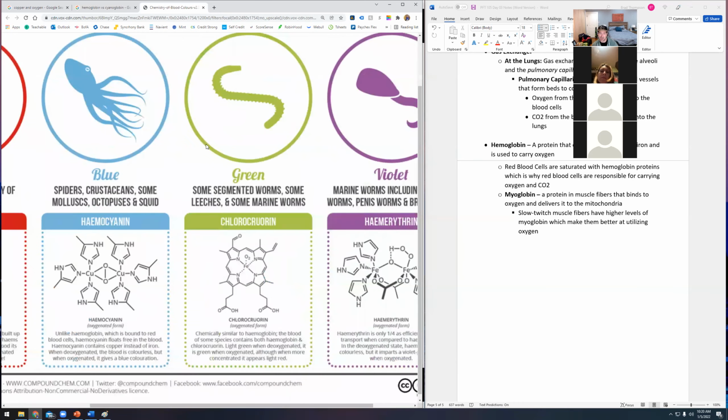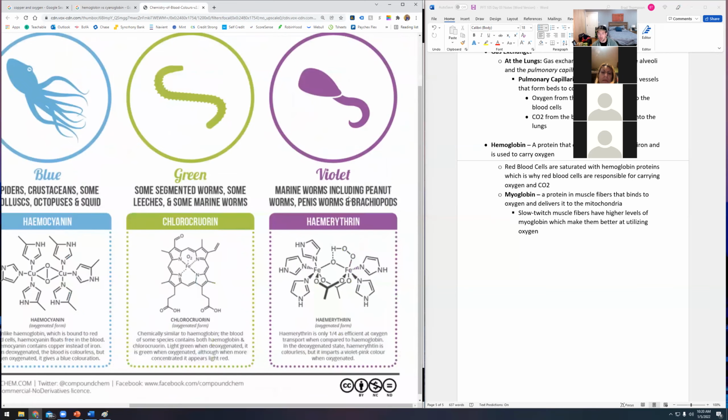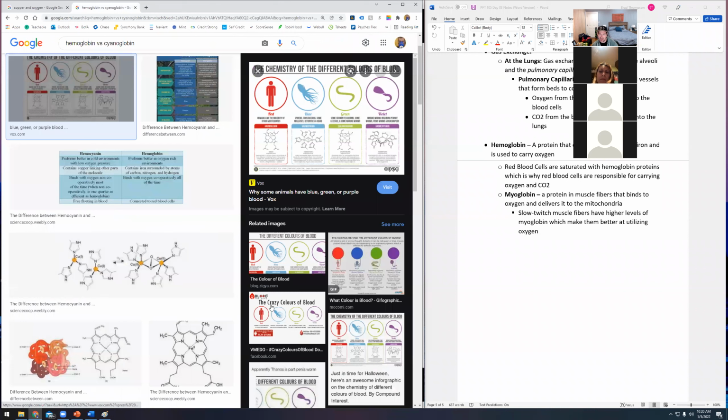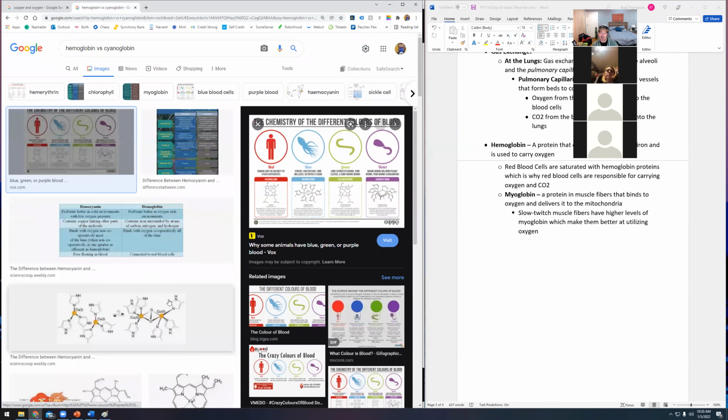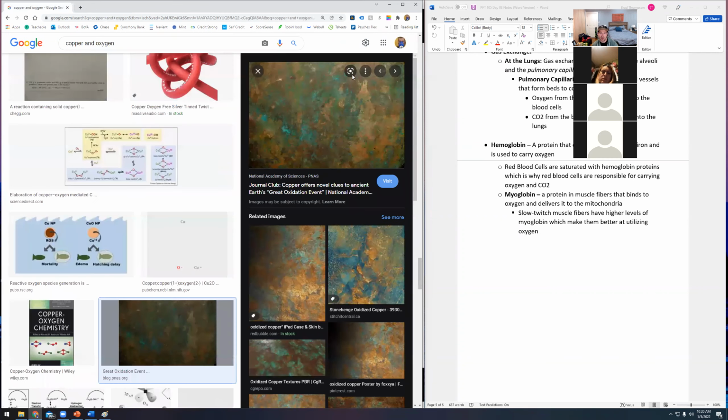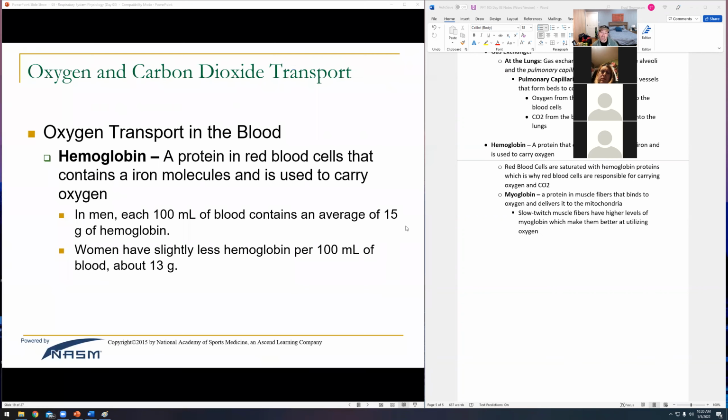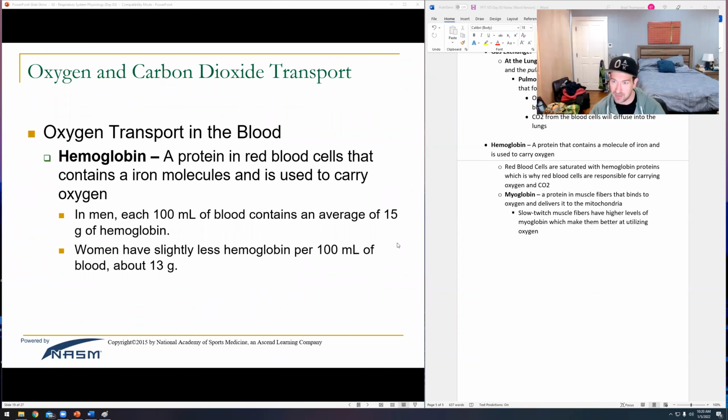There's green out there. There's certain types of worms and stuff that have green blood. That's really similar to, that's actually why plants are green, because of chlorophyll. And then there's even purple blood out there. So there's a lot of different colors of blood out there, which is kind of weird. And it's because they use different metals. They use different molecules to bind to oxygen. We use iron. And that's why we know our blood is always red.